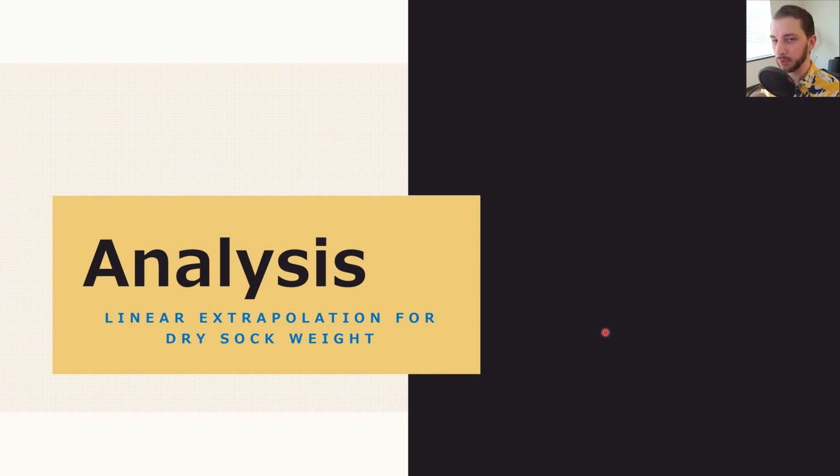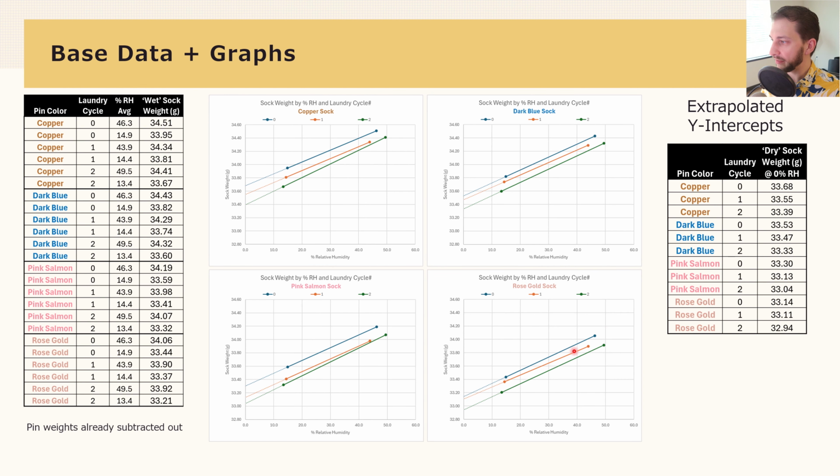All right, so we collected the data and we're going to analyze it two ways. This is the first way. So we have the different socks and we put a pin on each one for identifying. So we'll use the colors as the identifier. We have the different laundry cycles, the percent relative humidity average, and then we have the wet sock weights.